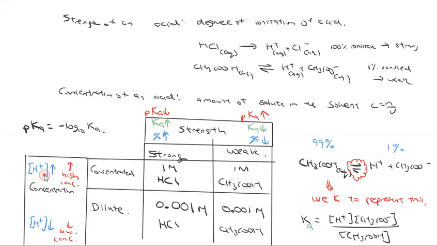And actually, I wrote the wrong thing here. I should be writing HA, because I need to talk about the difference between HA and H plus in a moment. So I should actually be writing, more accurately, the acid. Okay. All right. So the key point you want to understand from that is that strength is different to concentration.